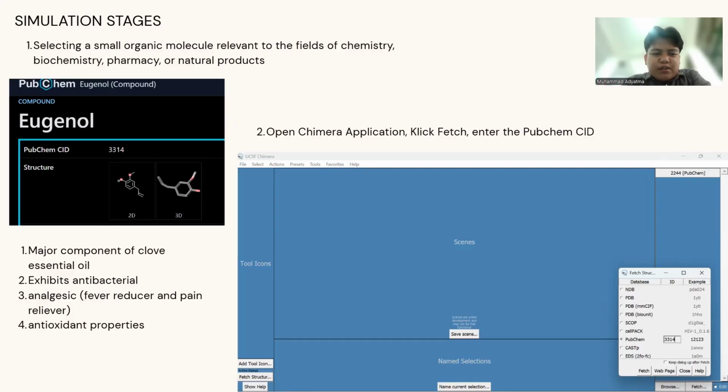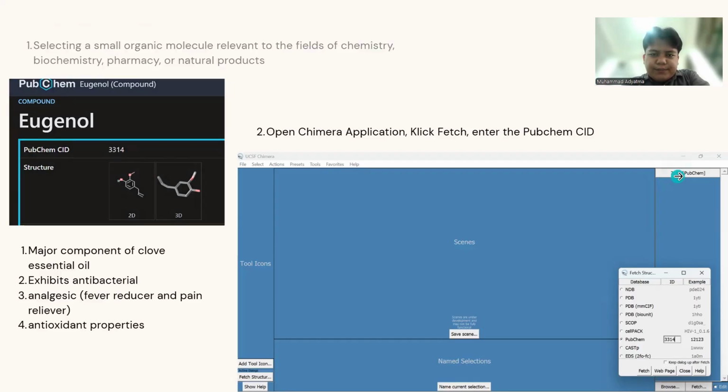It is a major component of clove oil, and exhibits antibacterial, analgesic, anti-inflammatory, and antioxidant properties. Next, open PubChem and search for the compound CID. The compound CID is 3314.